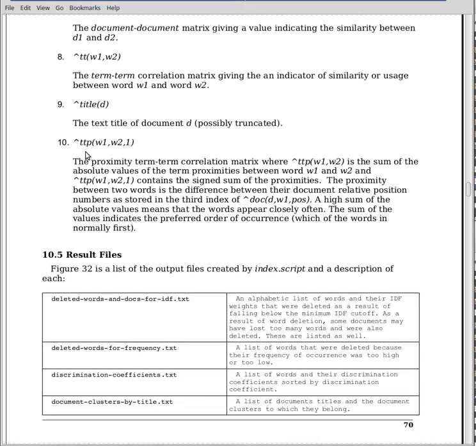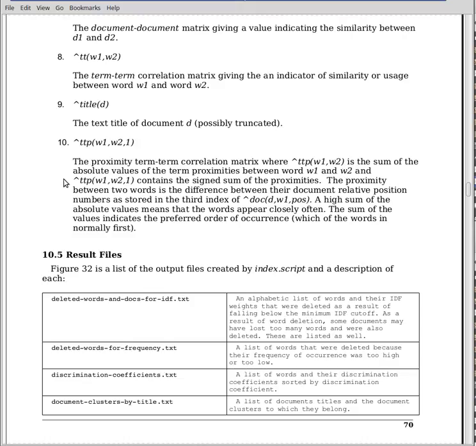Finally, we have the term-term proximity matrix. This would be for word 1 and word 2. There would be another additional level below. It's only one level. For any given word 1, any given word 2, at this point here, we would have the same as the term-term matrix up here. It would be the degree to which they're correlated. But at this extra level beneath, we store the degree to which they are close together. It's the sum of the absolute value of the term proximities between word 1 and word 2.